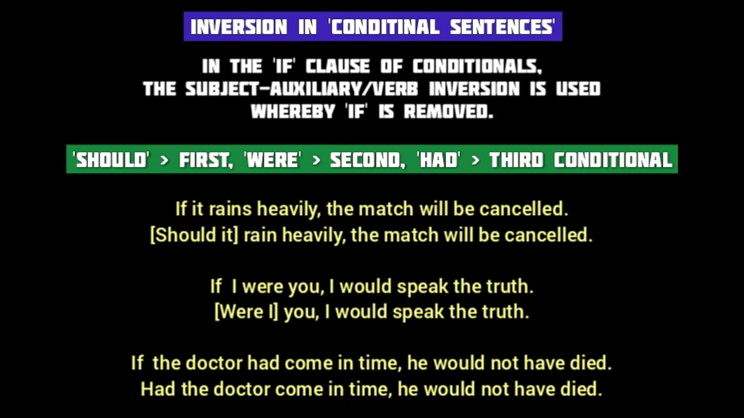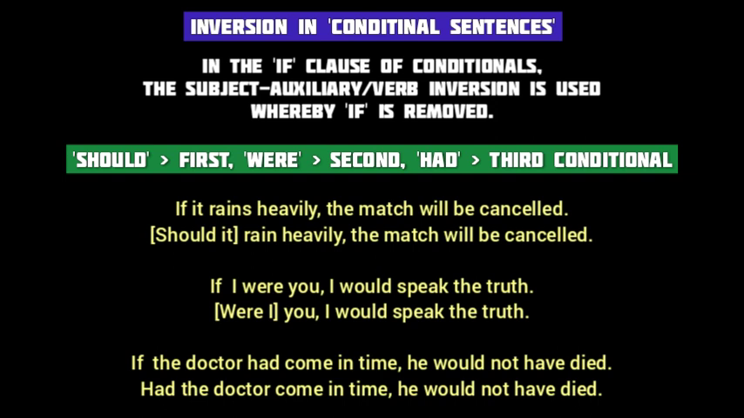The modal auxiliary should is used for inversion in the first conditional sentence. The subjunctive verb were is used for inversion in the second conditional sentence. And in the third conditional sentence, the auxiliary verb of past perfect tense had is used for inversion with the subject. In the first example, "If it rains heavily, the match will be cancelled" is a first conditional sentence.